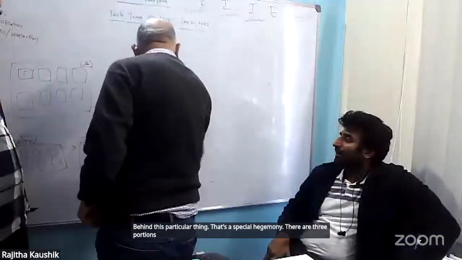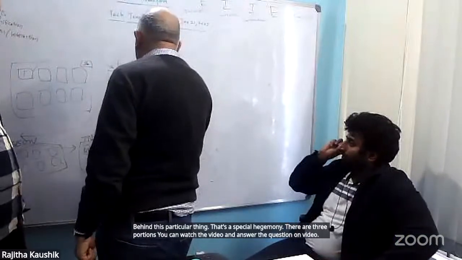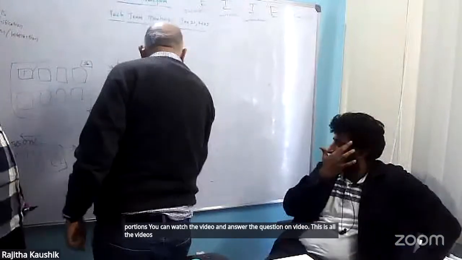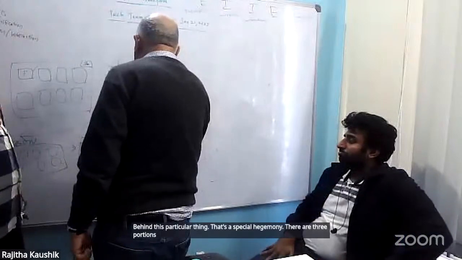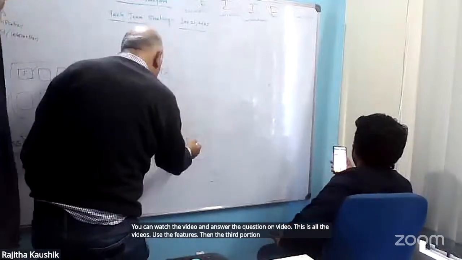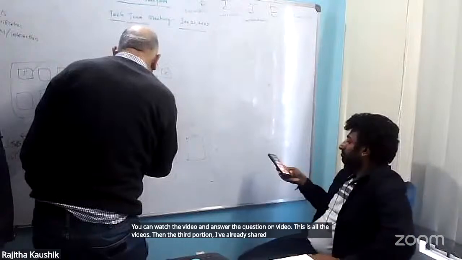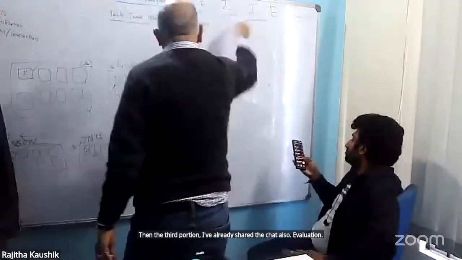One is the presentation video portion, where the student can watch the video and answer questions on it. Then there is the quiz portion, whether on the YouTube videos or whatever the Gemini API creates, with different abilities as features are released. Then the third portion, the evaluation material, I've already shared in the Google chat also.